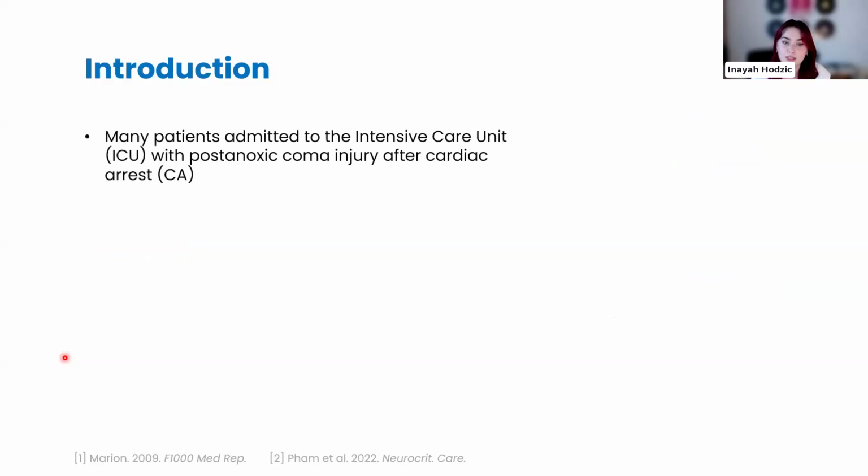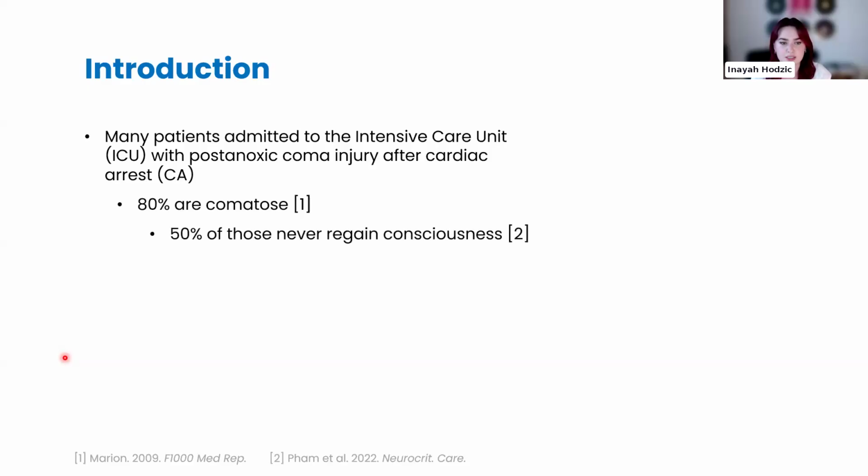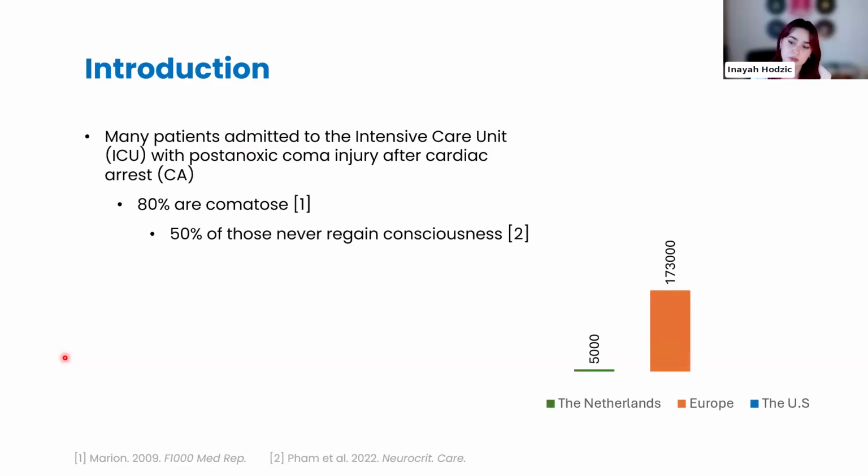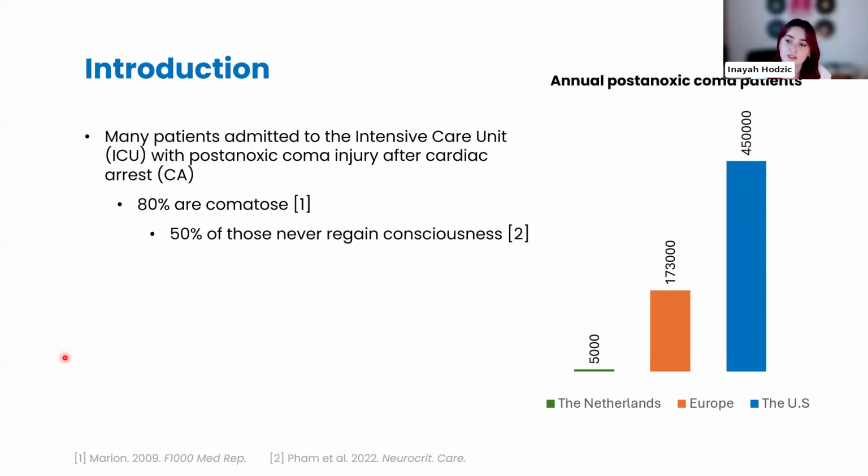So many patients are admitted to the intensive care unit each year with postanoxic coma brain injury after cardiac arrest. And about 80% of the people who are admitted in this way are actually in a comatose state, of which about 50% never regain consciousness again. So in the Netherlands, we're talking about 5,000 patients each year. In Europe, that increases to about 173,000. And in even larger populations like the US, we're getting close to about 500,000 people each year who suffer from or experience postanoxic coma.